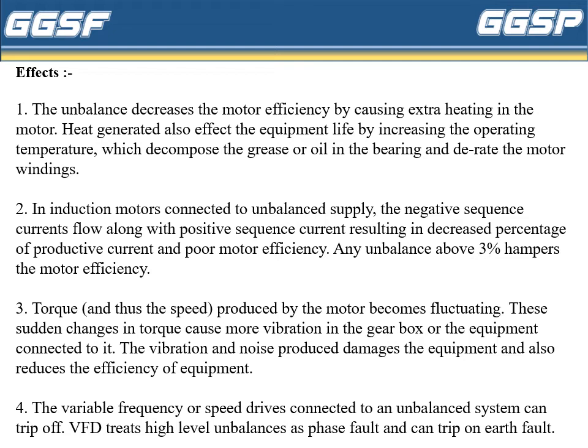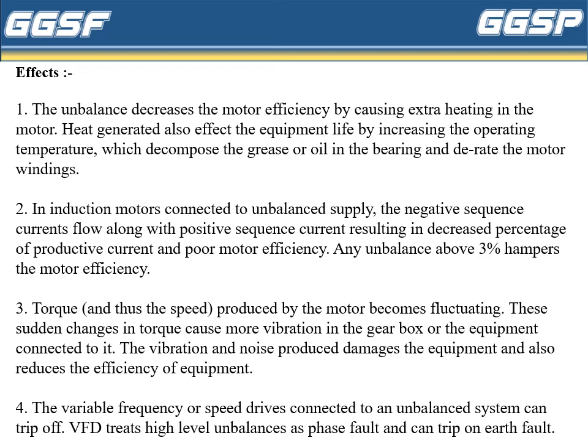Second, in induction motors connected to the unbalanced supply, the negative sequence current flows along with the positive sequence current, resulting in a decreased percentage of productive current and poor motor efficiency. Any unbalance above 3% hampers the motor efficiency. Third, torque produced by the motor becomes fluctuating. These sudden changes in the torque cause vibration in the motor, the gearbox or the equipment connected to it. The vibration and noise produced damage the equipment and also reduce its efficiency.